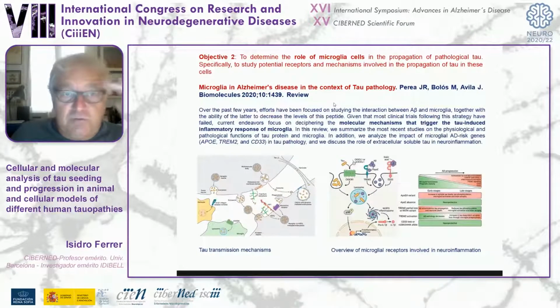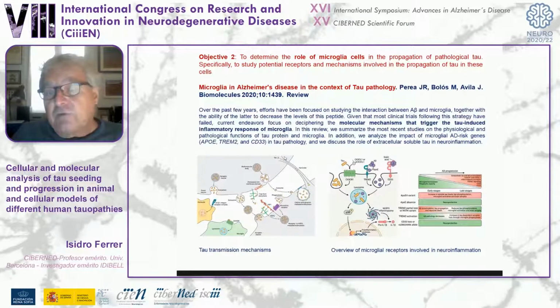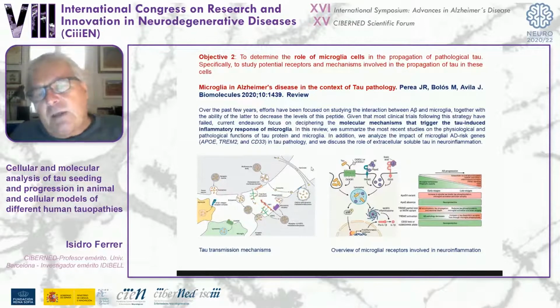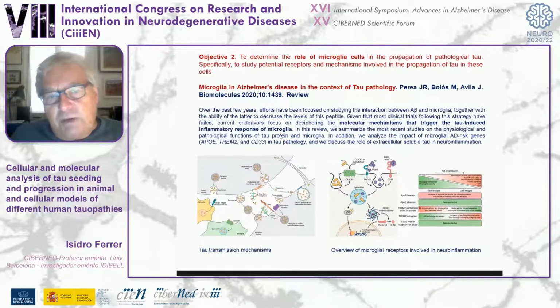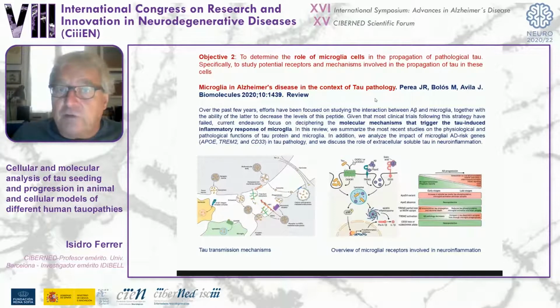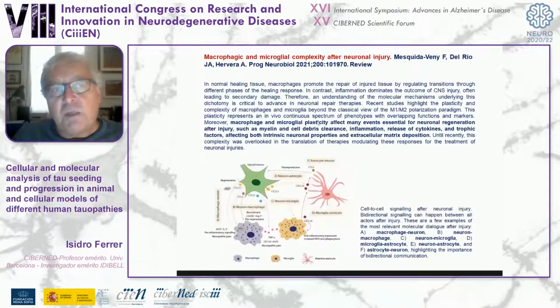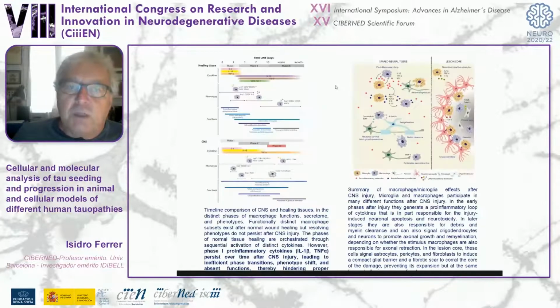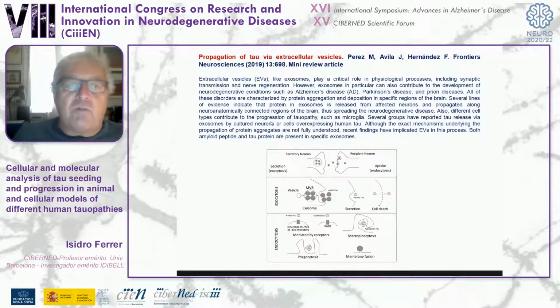The next one, objective 2, is the role of microglial cells in the propagation of the disease. This has been mainly carried out by the group of Jesus Avila, and here is just a review of the role of microglia in Alzheimer's disease in the context of tau pathology. The other one is another review that we published in Progress in Neurobiology, trying to summarize the role of macrophagic and microglial complexity after neuronal injury, including neuronal degeneration. So these are some pictures presented in this review.